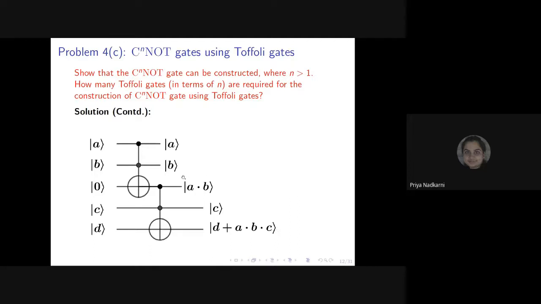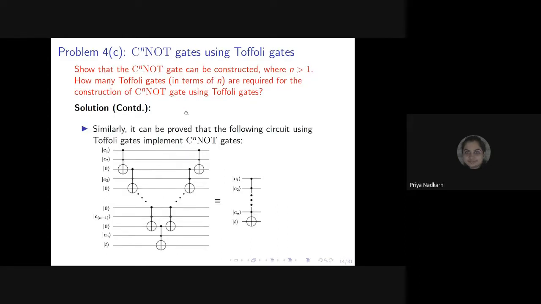But we see that the third qubit, which is basically the ancillary qubit, is in the state A into B, and we want to revert it back to zero so that we can use it for any other such operations. So for that, we use one more Toffoli gate over here, and this will become A into B plus A into B, so it reverts back to 0. So therefore, this is equivalent to just using one C cube NOT gate. So using 3 Toffoli gates, we are able to get one C cube NOT gate.